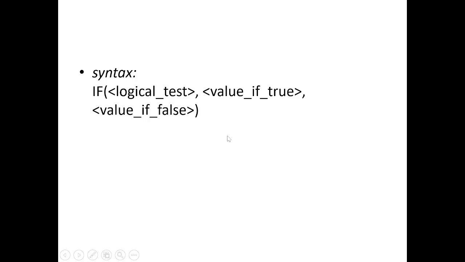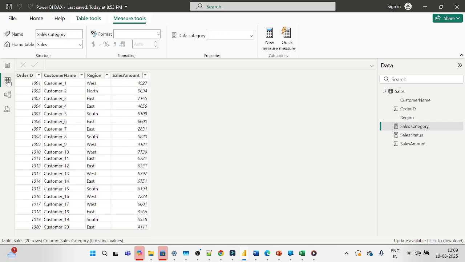Okay, let's look at a quick example. I imported a table that contains order ID, customer name, region, and sales amount. Suppose we have the sales table with the column called sales amount, and we want to create a column that shows whether each sale is high or low. If it is greater than 4,000, then it should show high, or else low.